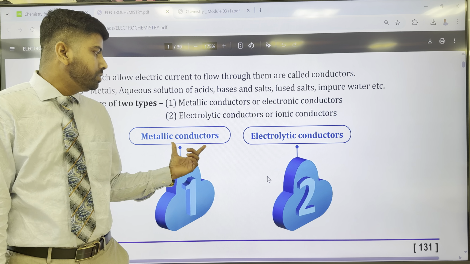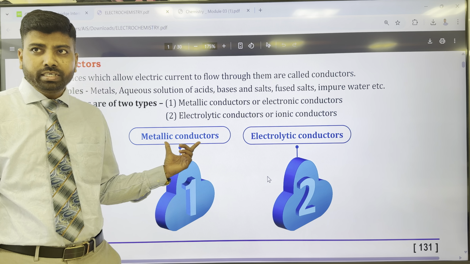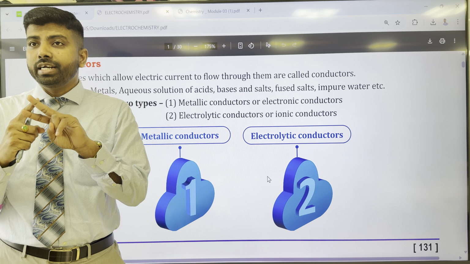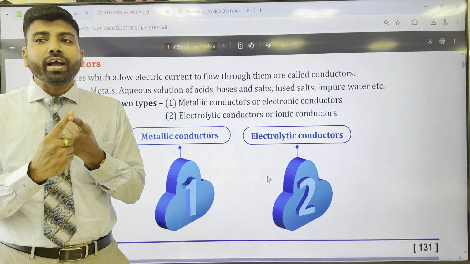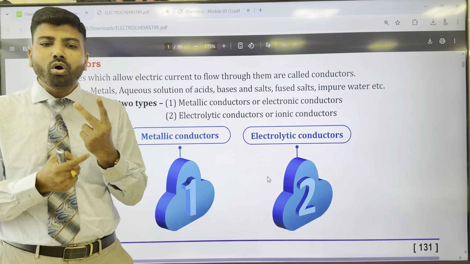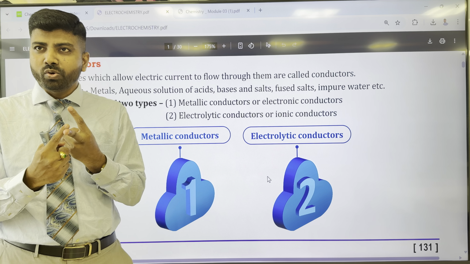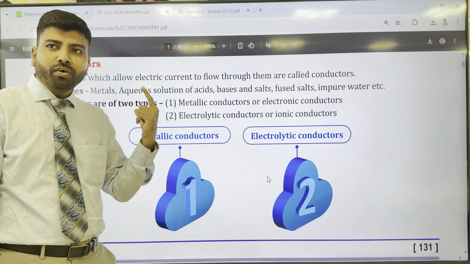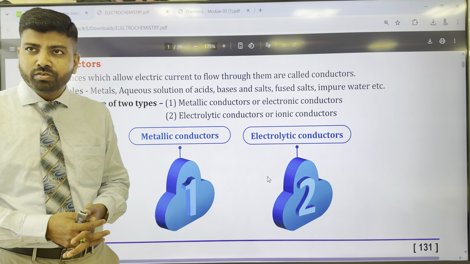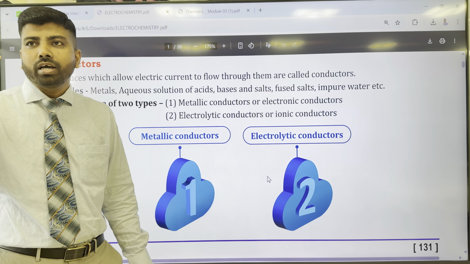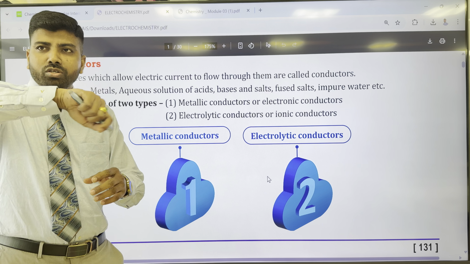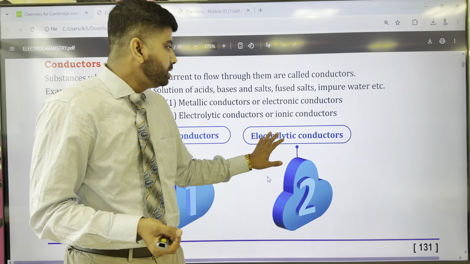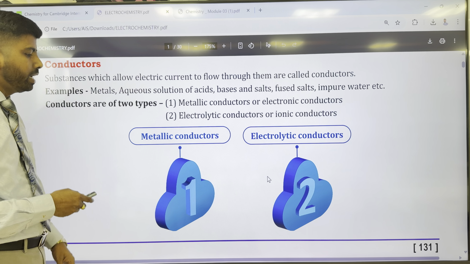And metallic conductors, generally, are solid, right? And electrolytic conductors we find in two states, a point to be remembered. Either we will find them in aqueous state or in molten state. Any question? No. So, generally metallic conductors are used in solid state. But electrolytic conductors are either in aqueous solution, means in solution with water, or in molten state. Okay. So, this is a short detail about conductors.